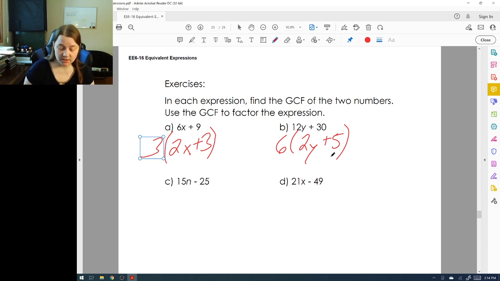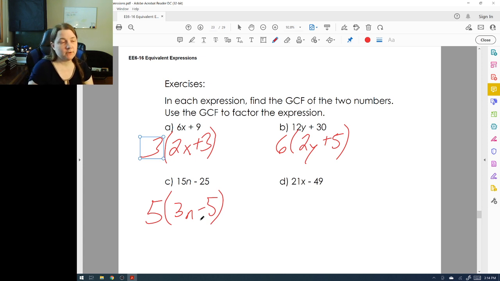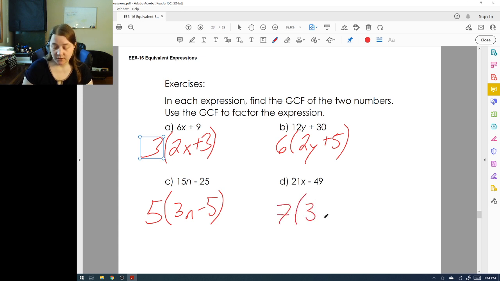15n minus 25, the biggest number we could pull out of that would be 5. That would leave us with 3n minus 5. And then our final number, 21x minus 49, the biggest number that goes into both of those is 7. That would leave us with 3x minus 7.